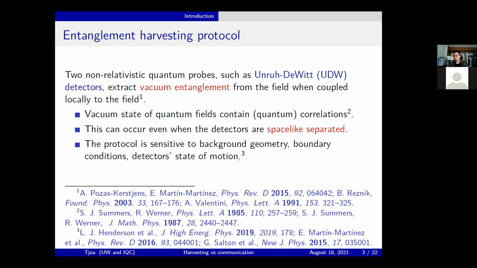And the protocol has been shown in the past few years to be sensitive to various things of fundamental interest. For example, it can be a good probe for background geometry, boundary conditions, detector state of motion, and many other things that are of interest to many people. It is even useful, for example, for range finding and thermometry.